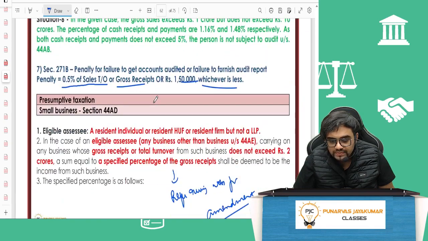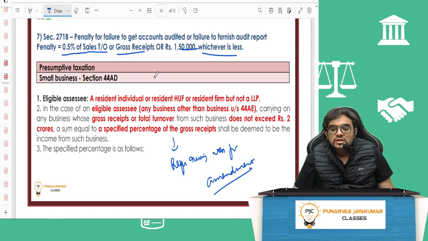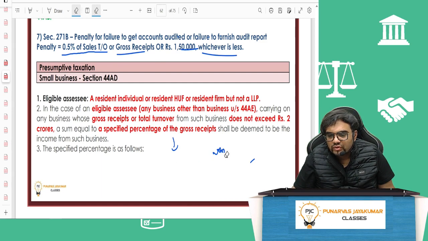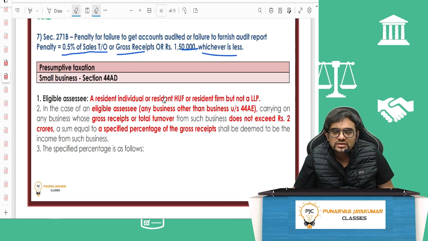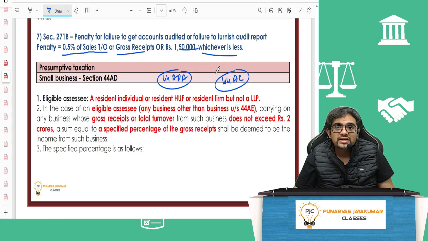Now coming to presumptive taxation, 44AD. So guys, a resident individual or resident HUF or resident firm, but not an LLP. There are 3 sections for presumptive taxation, generally for residents, and one also includes non-residents. 44AD is for small business, 44ADA is for profession, and 44AE is for plying of goods carriages.